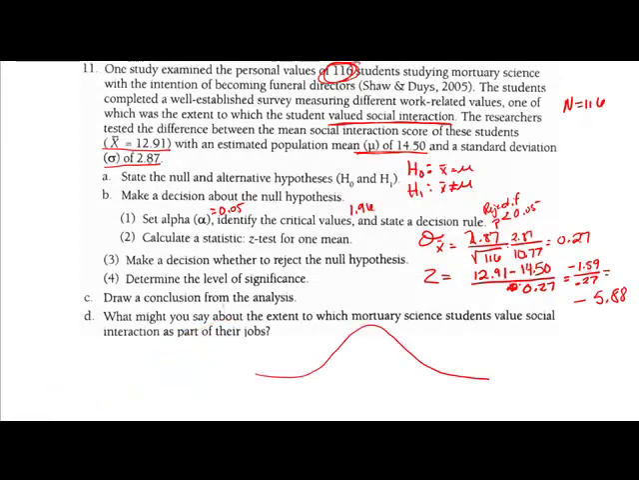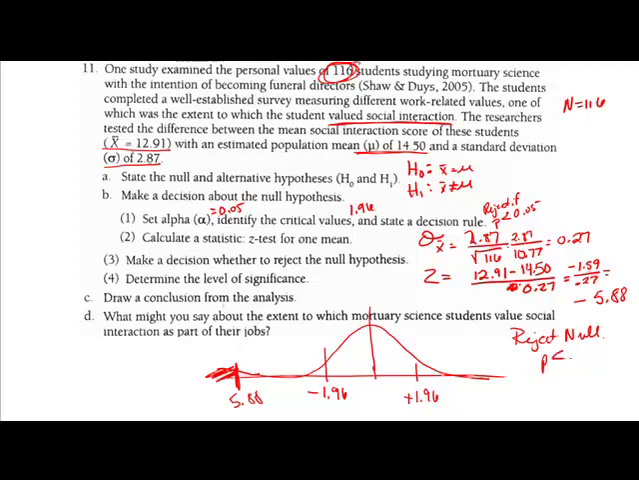Draw a normal curve. We've said that we're going to reject the null hypothesis that there is no difference at either a positive 1.96 or a negative 1.96. We just got a negative 5.88. There's virtually nothing left in that tail. So we would reject the null hypothesis because the probability is less than 0.05.